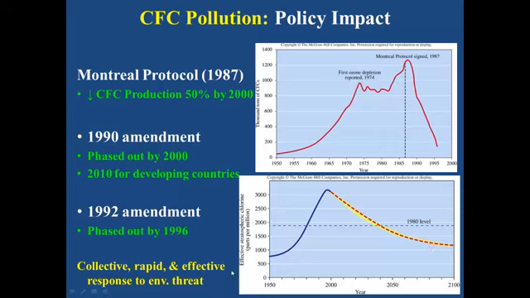Now, although we're not all the way there yet, this showed a very collective and rapid response on the part of the international community, and it was actually effective. We've actually cut CFC production, and we will start to see the benefits of that strong policy over the next 100 years or so. Okay, so that's the story of ozone, its benefits for human health, and why CFCs have contributed to reductions in ozone.